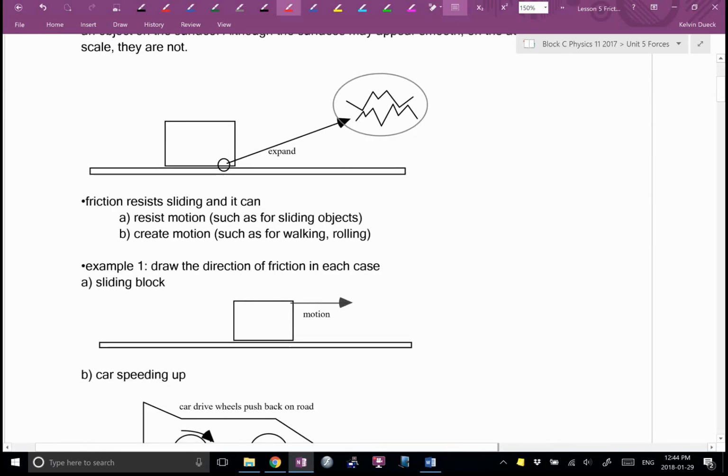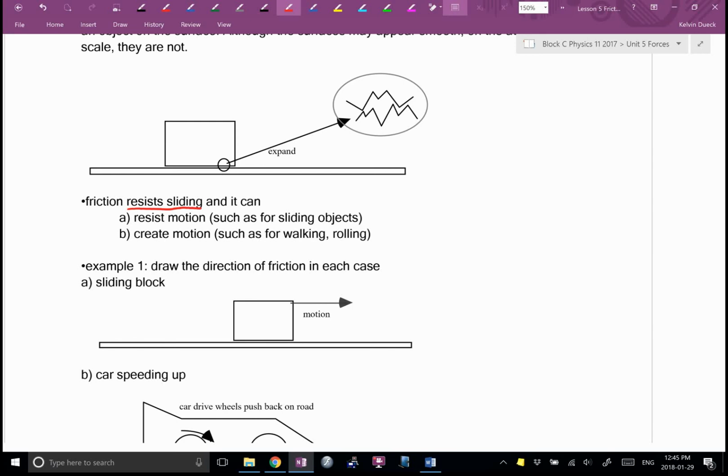Key idea, you can underline: friction resists sliding. If you're ever trying to figure out the direction of friction, ask yourself which way the object is sliding, or which way the object wants to slide. Friction is in the opposite direction. Because of that, friction can resist motion, such as when you're trying to slide something across the floor. You can feel it tugging back, such as when you pulled your hands towards you on the lab table.